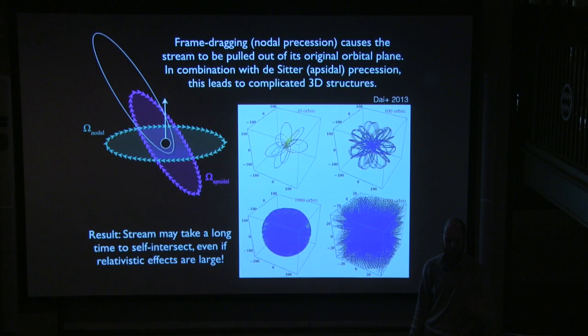Well, it introduces an additional precession term, frame dragging or nodal precession. And what that does is it takes the material and precesses it out of its original plane. So you take the pictures that we had in the earlier movies, and now you can imagine that the stream gets torqued out of its original plane. Now, rather than intersecting itself, it forms a complicated three-dimensional elliptical spiral that doesn't necessarily intersect with itself right away.